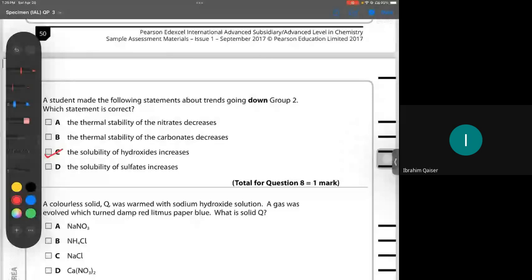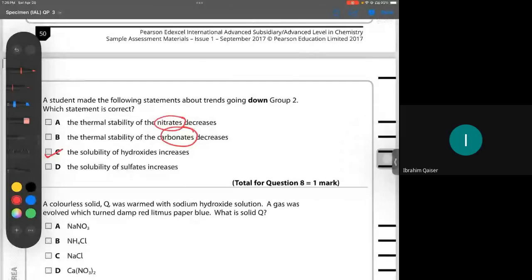Sir, the thermal stability of hydroxides decreases going down the group, right? Thermal stability of hydroxides. That is not in the syllabus. It does not seem to be written anywhere. Nitrates and sulfates, right?